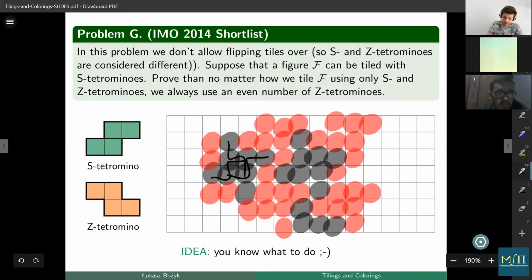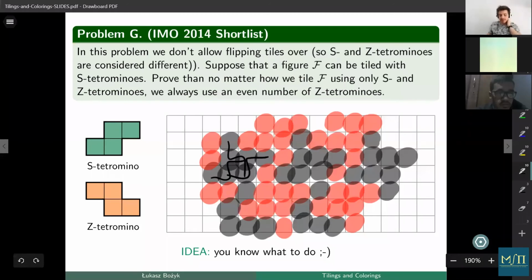which actually solves the entire problem because it can be verified to indeed have this distinguishing property for S tetrominoes and Z tetrominoes. So regardless of the way we place an S tetromino, it always covers an even number of shaded cells, and regardless of the way we place a Z tetromino, it always covers an odd number of shaded cells.